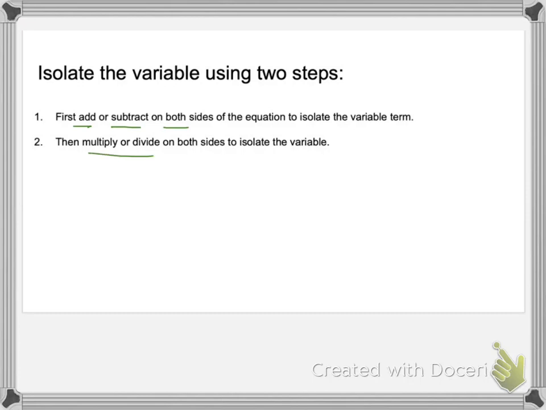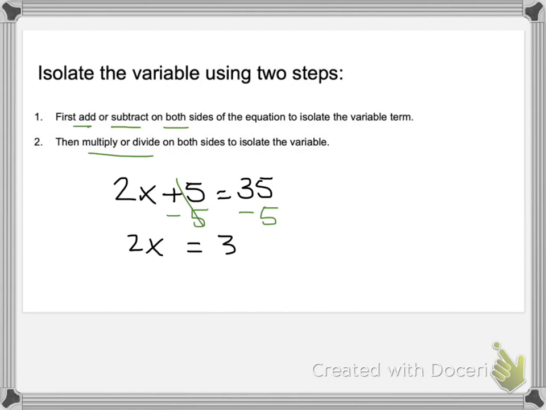So let's go ahead and try an example. Let's say that I have 2x plus 5 is equal to 35. My first step: add or subtract. So I'm going to subtract 5 from both sides to get rid of it on the left-hand side of the equation. And I'm left with 2x is equal to 30.